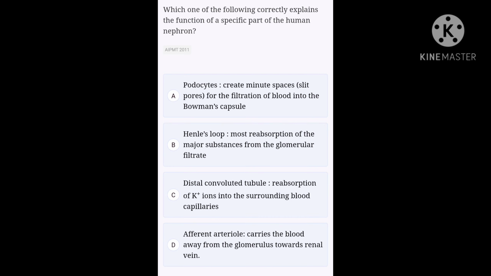Next one. Which one of the following correctly explains the function of a specific part of the human nephron? Option A. Podocytes create minute spaces, slit pores, for the filtration of blood into the Bowman's capsule. Option B. Henle's loop. Most reabsorption of major substances from the glomerular filtrate. Option C. Distal convoluted tubule. Reabsorption of K plus ions into the surrounding blood capillaries. Option D. Efferent arteriole. Carries the blood away from the glomerulus towards renal vein.